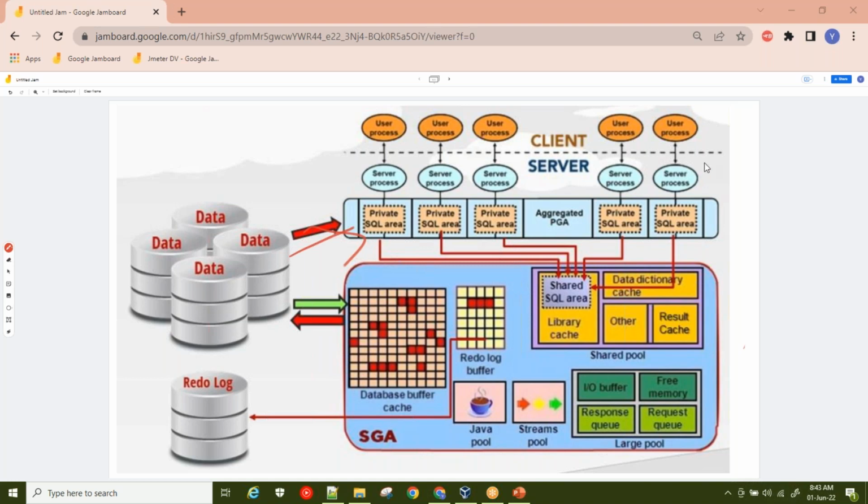Okay, so let's move on to the next one, which is also a very important one, which is the redo log buffer, as we call it.